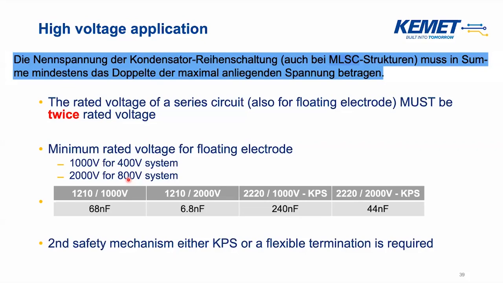For 2220, 2000 volt parts, same principle, we can offer you 44 nanofarad. So the safety mechanism is either the KPS, which we recommend, or use a flexible termination as required, which at the moment is not available because everybody has to start testing right now. So the short-term solution will definitely be offering KPS, and flexible will take, I don't know, 6 or 9 months, maybe a year from now, until we can get this done.